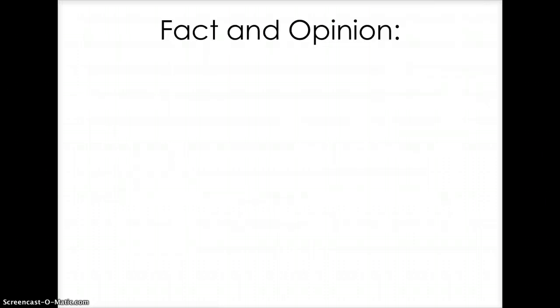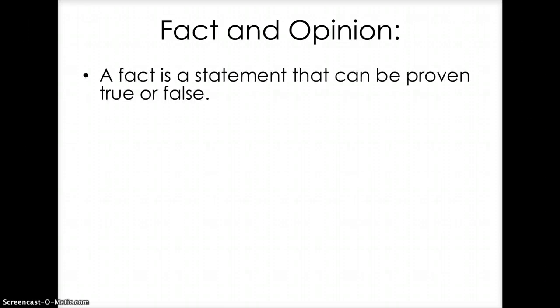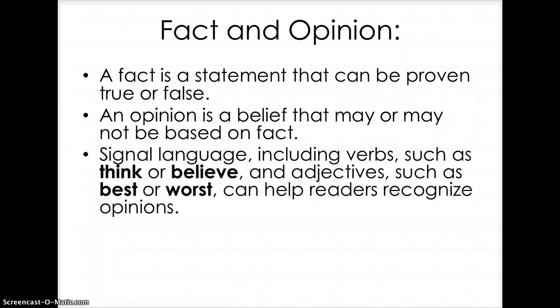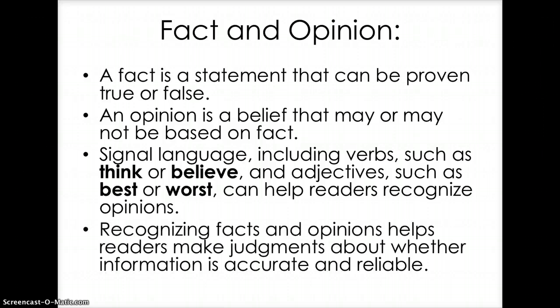Okay, so let's look further at the strategy and review the strategy. Fact and opinion. A fact is a statement that can be proven true or false. An opinion is a belief that may or may not be based on fact. Signal language, including verbs such as think or believe, and adjectives such as best or worst, can help readers recognize opinions. And then finally, recognizing facts and opinions helps readers make judgments about whether information is accurate and reliable.